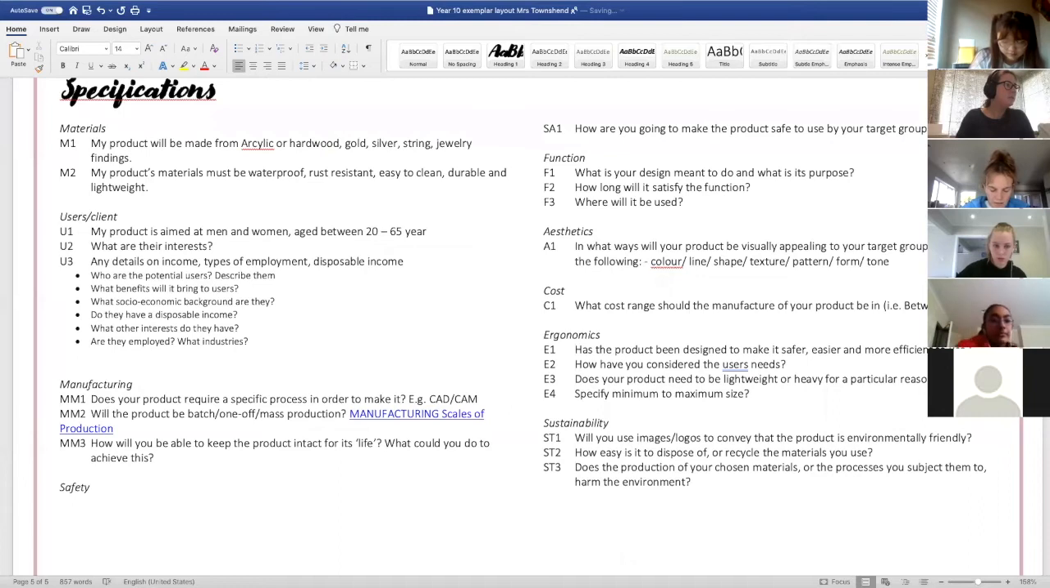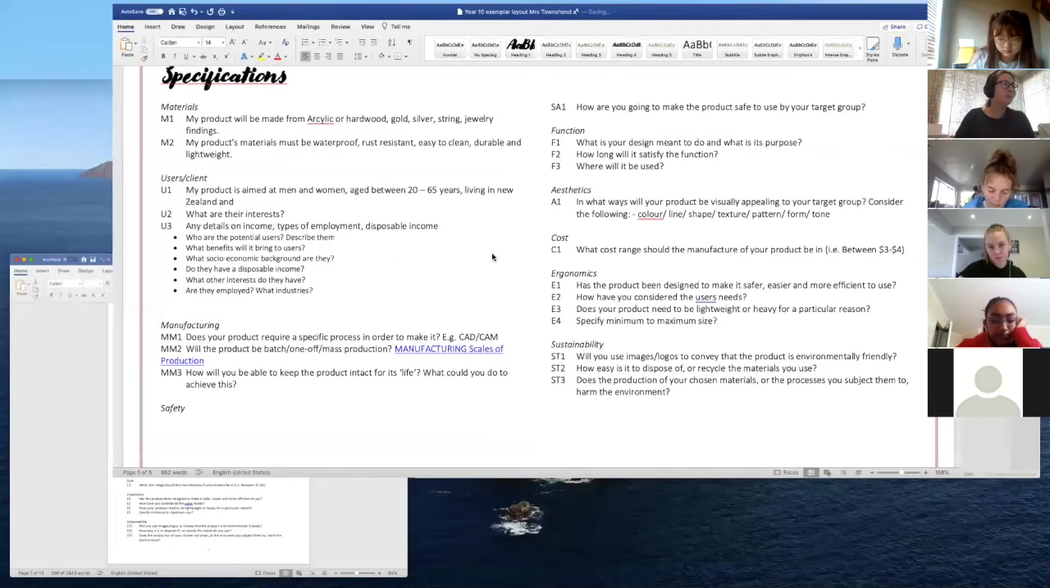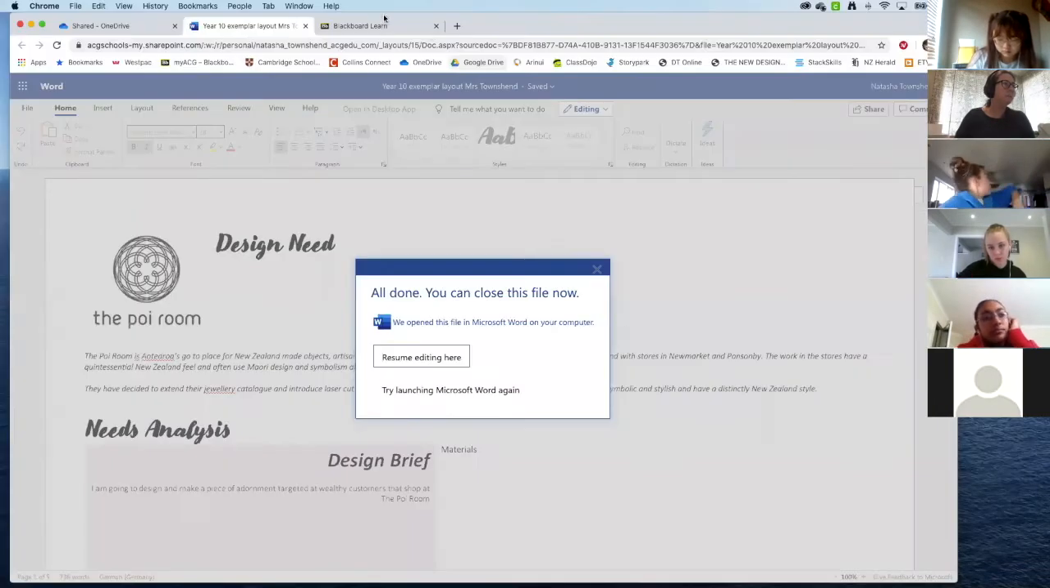Age between 60 to 25 years, and age between 70 and 65 years. Okay. Who's that? Living in New Zealand and Minso. It's probably a good idea. Come to class.